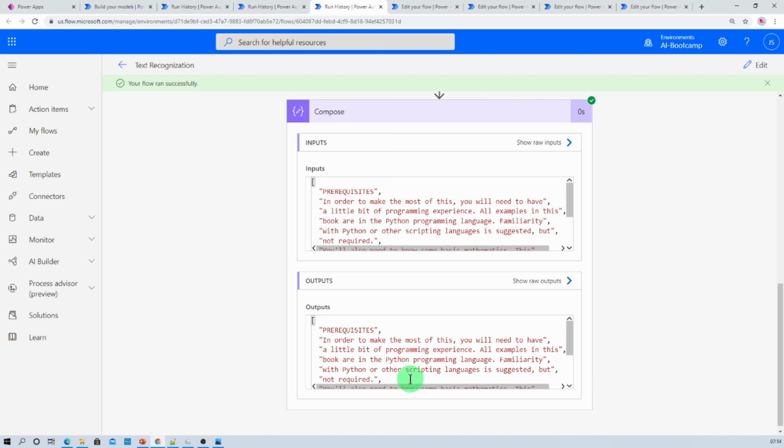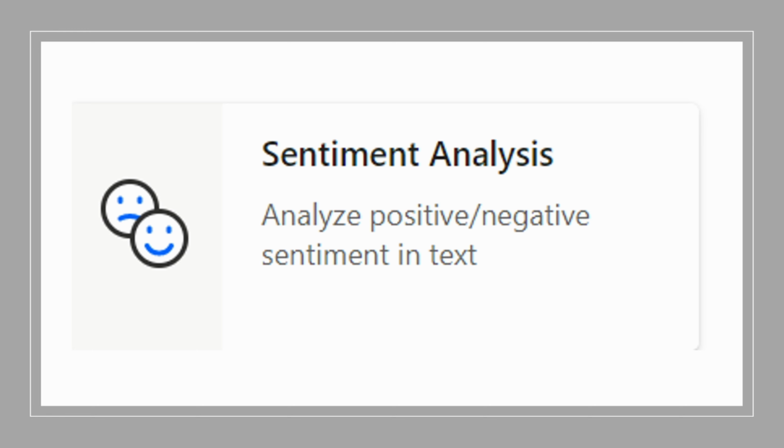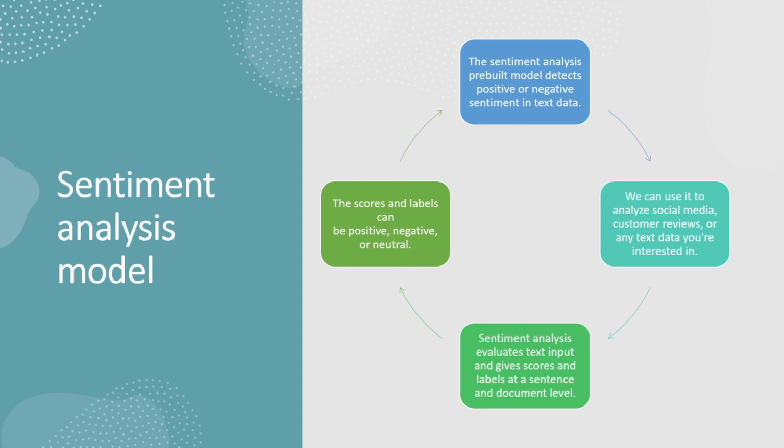Hope this helps you. Now let's talk about our next AI builder model, which is sentiment analysis. First of all let me talk about what we mean by sentiment analysis. Sentiment analysis is useful to detect the positive or negative statement or sentiment from our text data. This is mostly useful when we want to identify positive or negative social media content, customer reviews, and text data that we are interested in for our business.